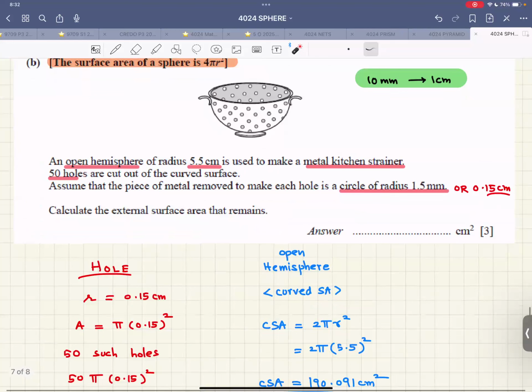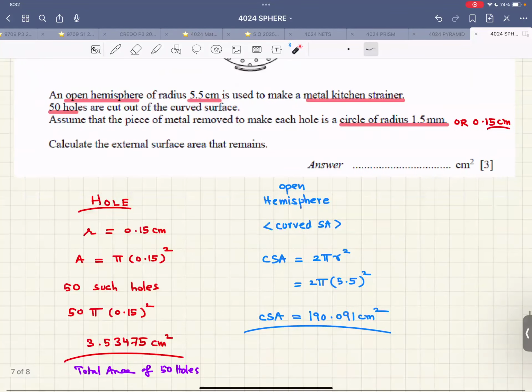And then there is another part. An open hemisphere of radius 5.5 centimeter is used to make a metal kitchen strainer. 50 holes are cut out of the curved surface area. Assume that the piece of metal removed to make each hole is a circle of radius 1.5 millimeter. This is centimeter. This is millimeter. So I've converted into centimeters. Calculate the external surface area that remains.